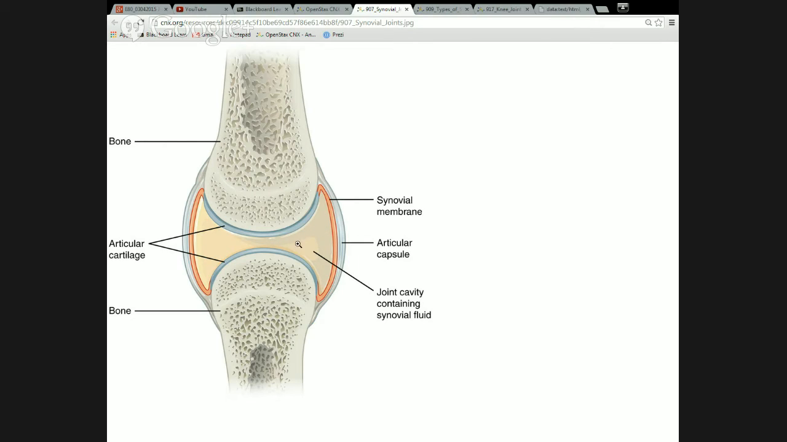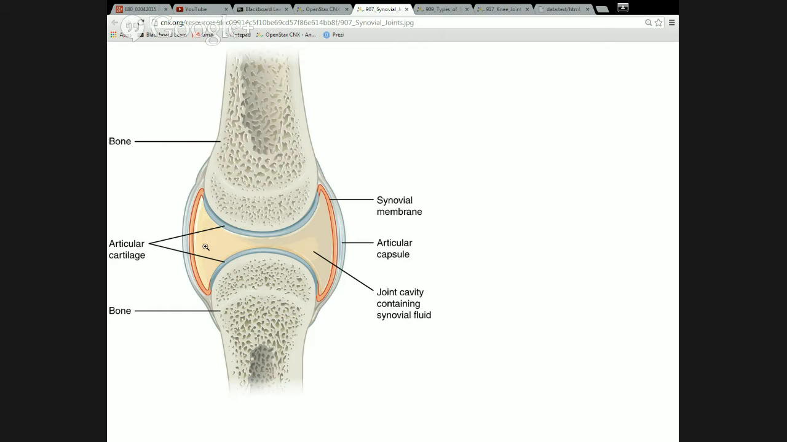And the synovial fluid is secreted into the space between the two bones that's encapsulated within the joint capsule that we see here. That fluid acts as a lubricant so that when you're moving those joints, they move easily across each other.